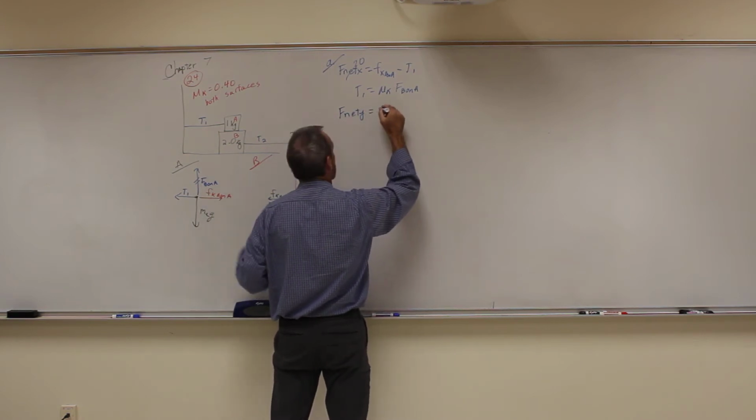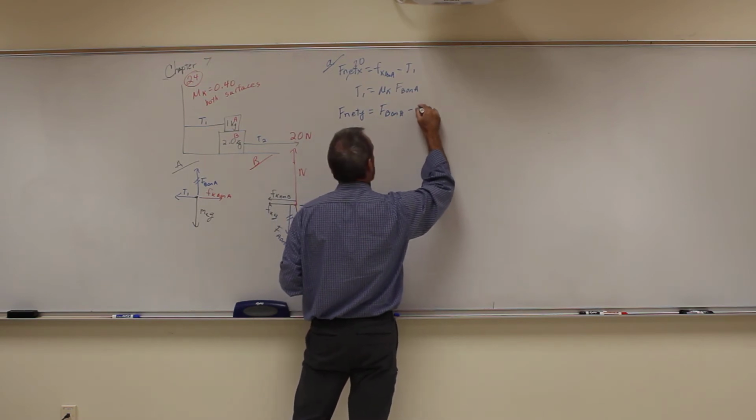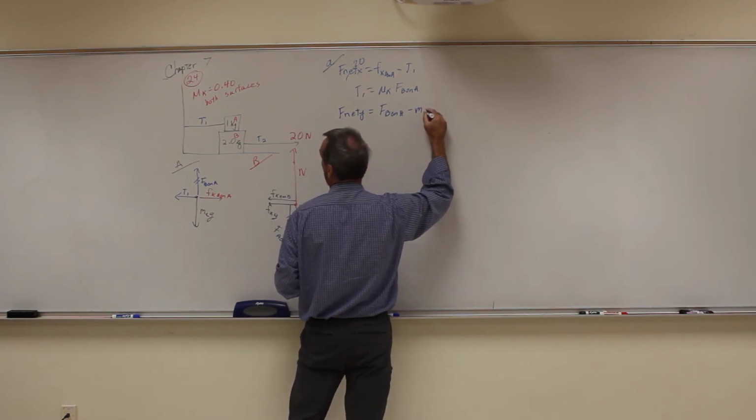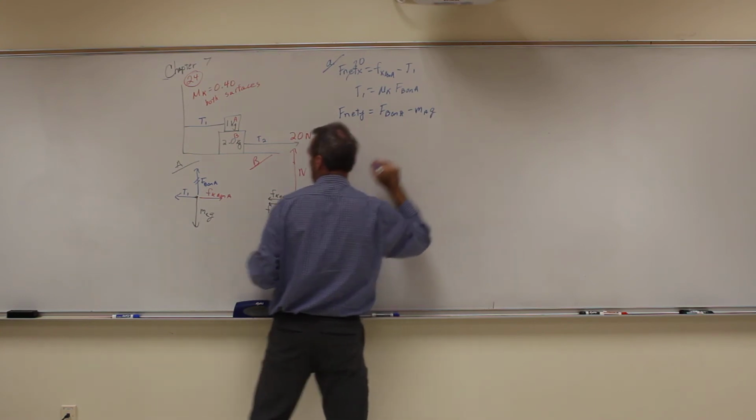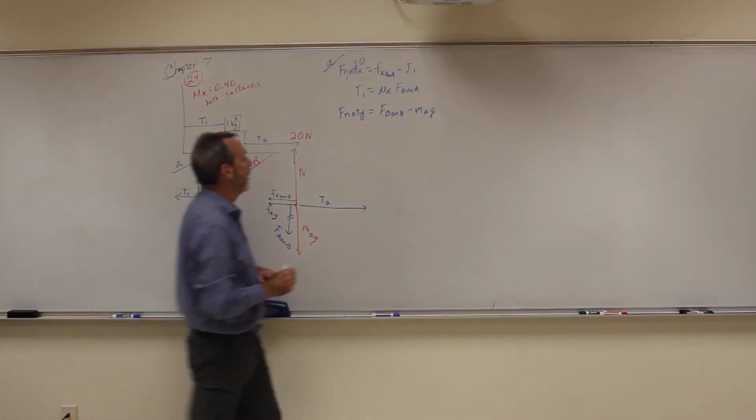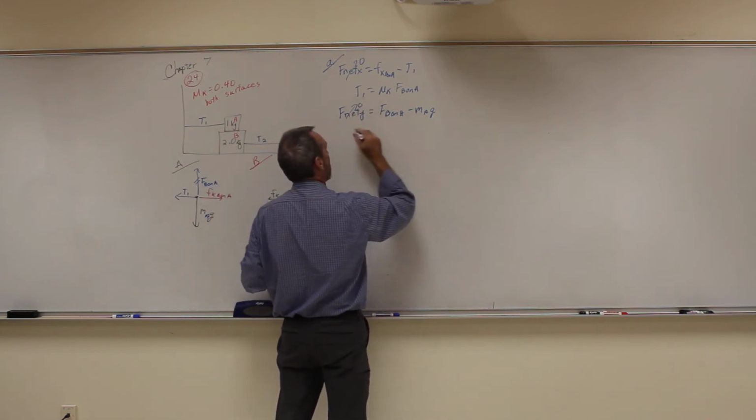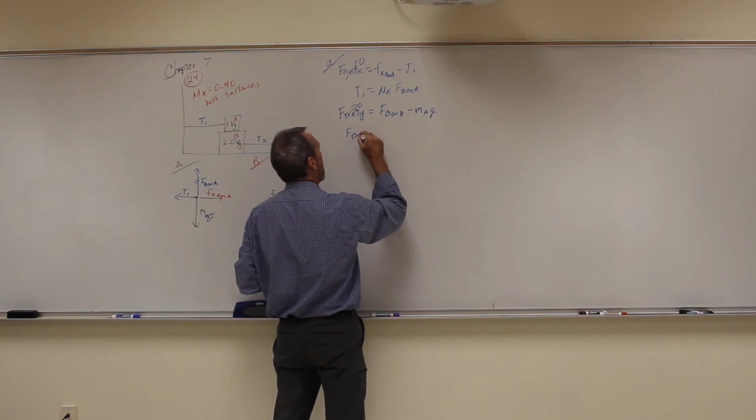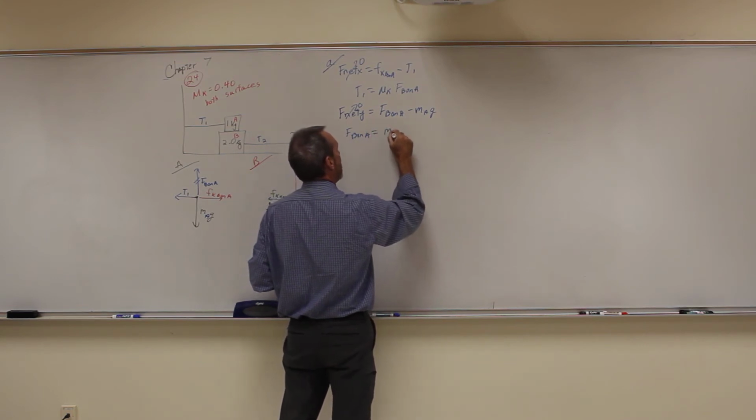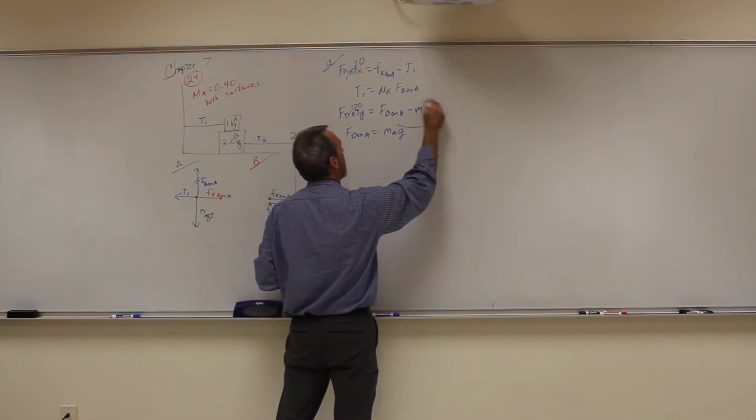Well, F net y is going to be F of B on A minus MA times G. That's supposed to be an A. I couldn't read my own writing. That is also 0 because the block is not going up or down. So I can say that F of B on A is just equal to MA times G. Now I'm going to plug that back in here, right there.